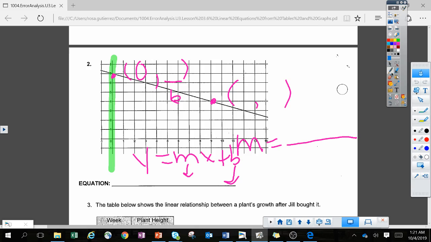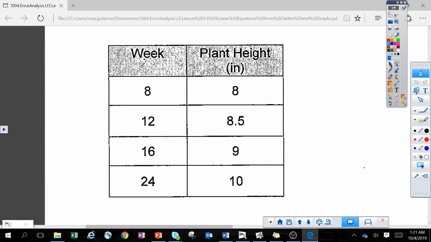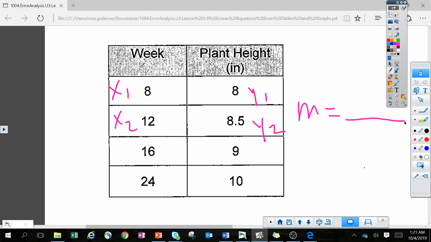And last but not least, for a table, clear these annotations. If I label this x1, x2, y1, y2, remember that when you find m, if you get a decimal that's less than 1, that's a fractional part. It's not going to be equal to a whole number. And so that should make you cross off some answer choices.